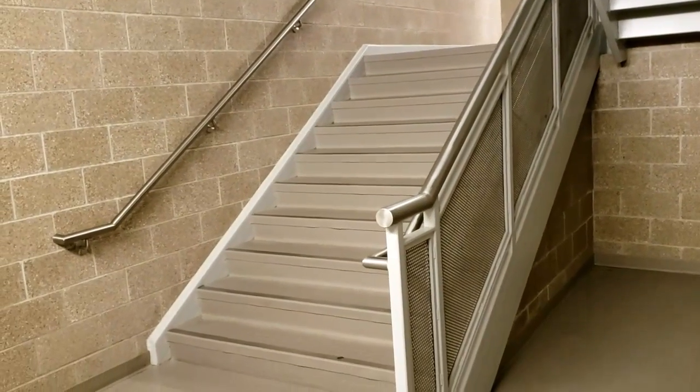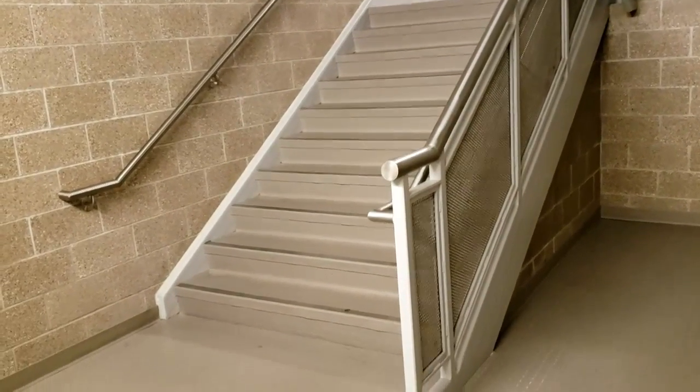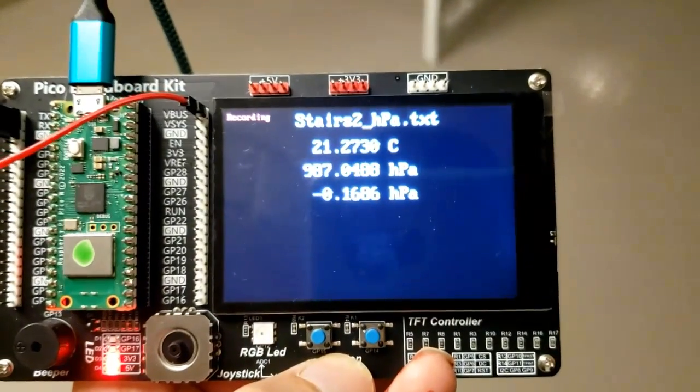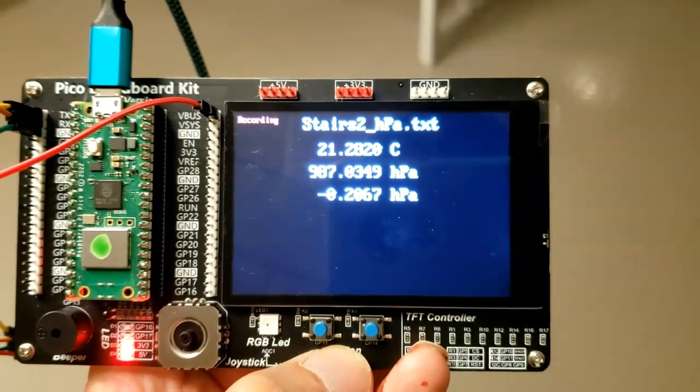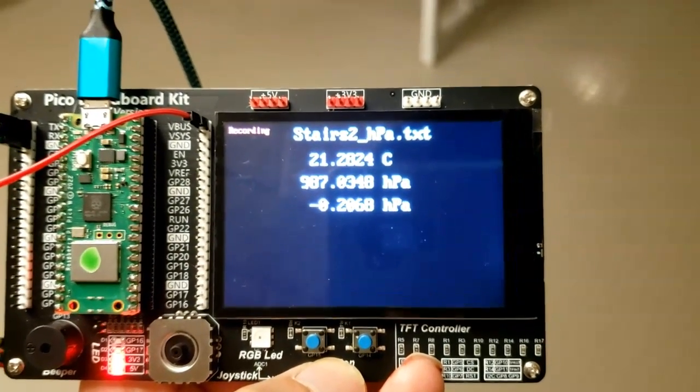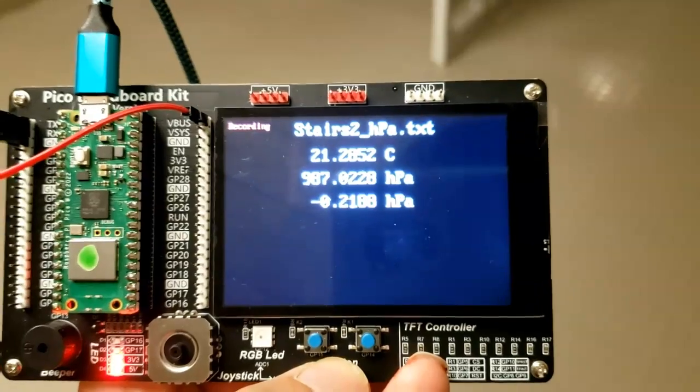I am currently in the basement of the AGHill building on NDSU campus, and using a BME280 sensor, I'm measuring the air pressure. What I'm going to look at is when I go up the stairs to the third floor, does the pressure drop, and can I measure that?